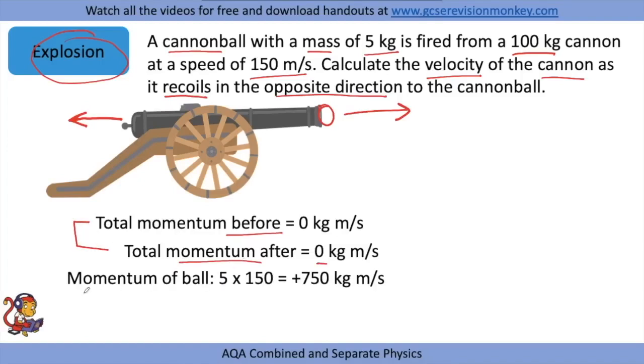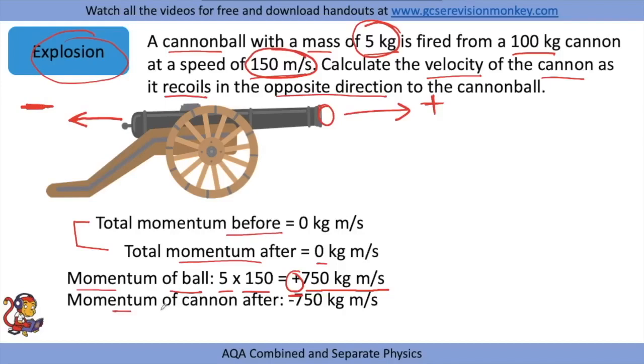So we can work out the momentum of the ball from the information in the question, because we have been told it has a mass of 5 kilograms and it travels with a speed of 150 meters per second. So mass times velocity is equal to 750 kilogram meters per second. And you'll notice the plus here, because we're talking about velocities. I have decided that going right is a plus direction, and going in the opposite direction I will assign a minus. So the ball is moving to the right, so we're going to describe it as plus 750 kilogram meters per second, and the recoil of the cannon will be a minus number.